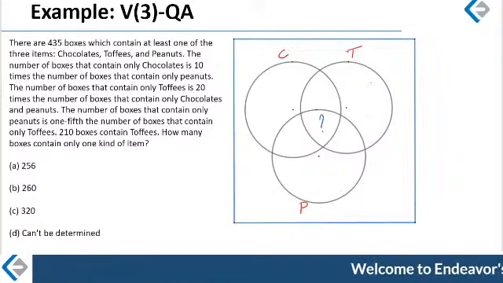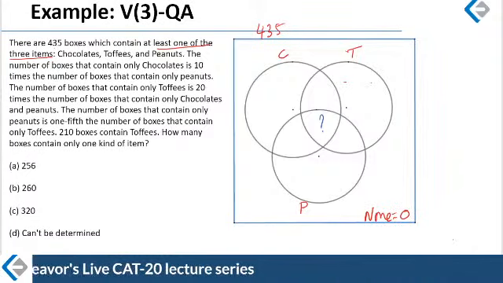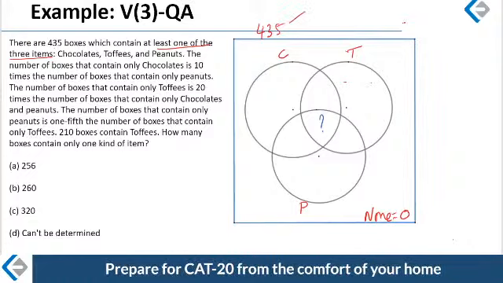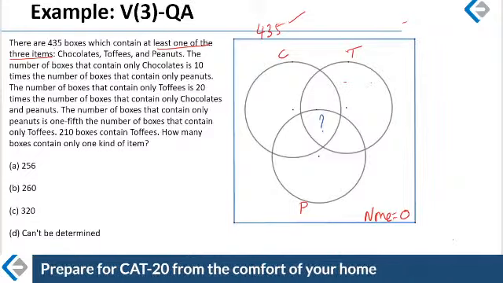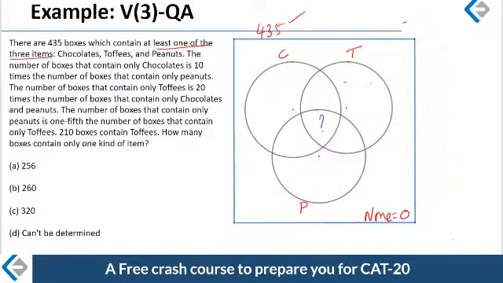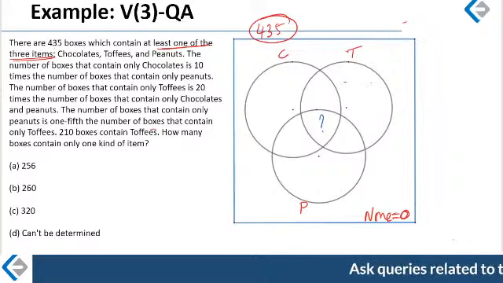How is it starting? 435 contain at least one of the three items. Just be mindful about the way he's starting that information. At least one of the three items, which means out of these 435 boxes, there is no empty box. There is nothing other than chocolate, toffee, and peanut. So all these 435 boxes are made up of chocolate, toffee, or peanuts, at least one of them. Therefore none is zero. That's the meaning of the words 'at least one of the three items'. So I can directly put it as zero: out of 435, the none part is zero.